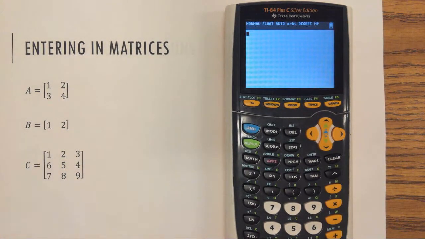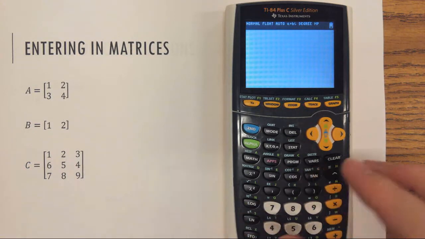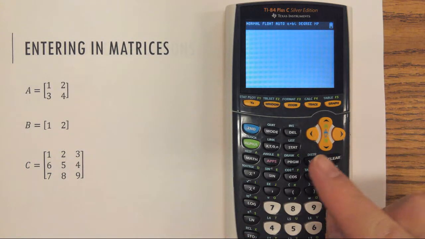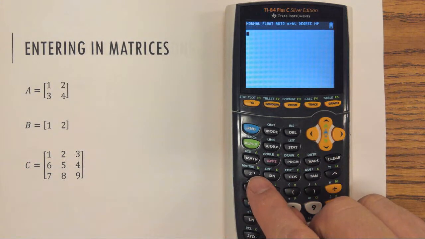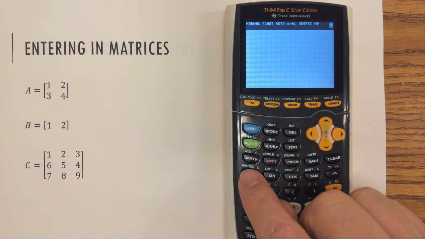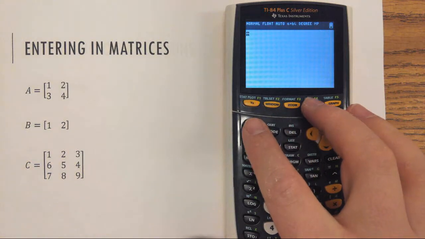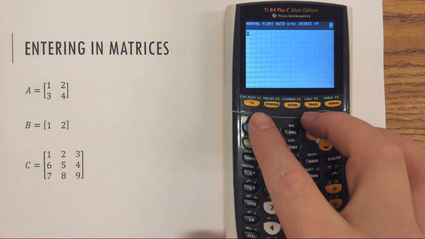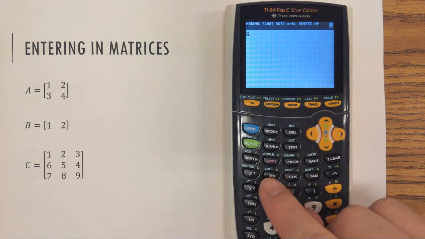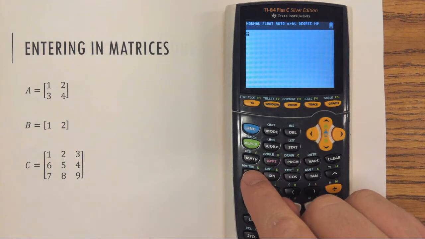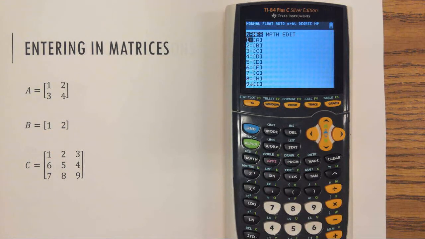So I'm going to enter these three matrices in, and in order to do that, if you look right here, I've got this inverse button, and you can see right above it, it says matrix. That's the menu that I'm wanting to get to. So I hit second, and then I hit this button right here, and it'll take me into this matrix menu.